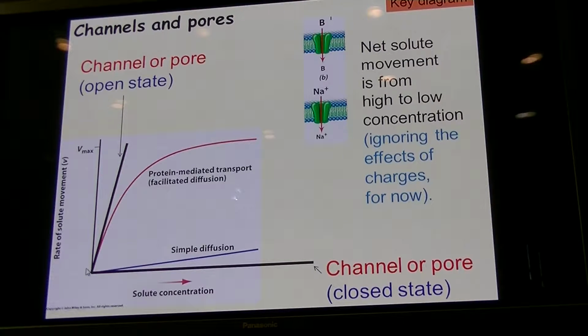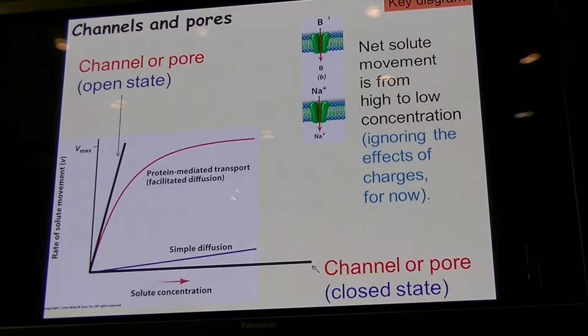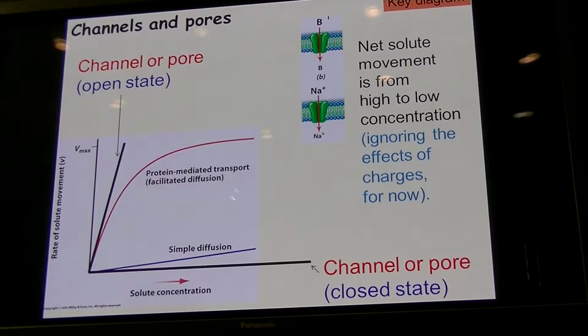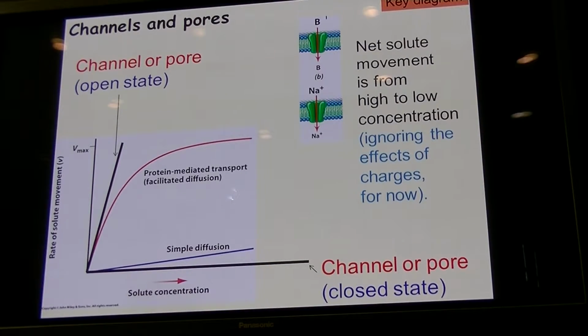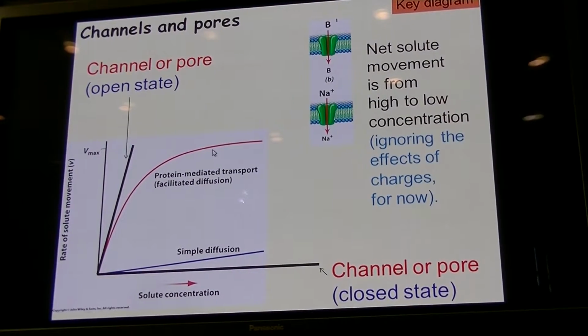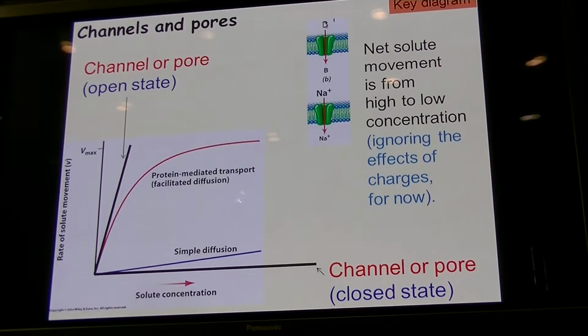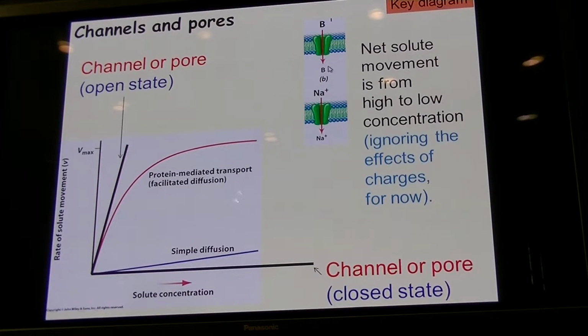And if we get a curve like this, a very steep straight line, and we never see saturation, then we're suspecting that we're dealing with a channel or a pore, a protein that forms a hole in such a way that there's never a need to stably bind to the substrate, it just moves through. So this idea, a molecule moves straight through from a high to a low concentration.